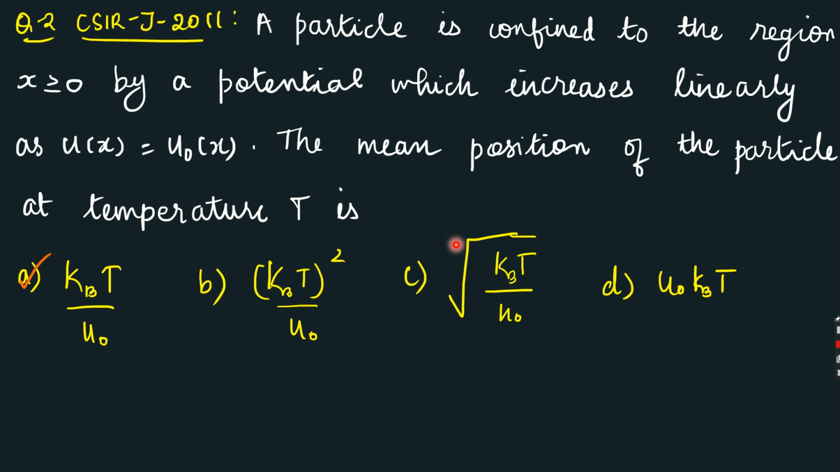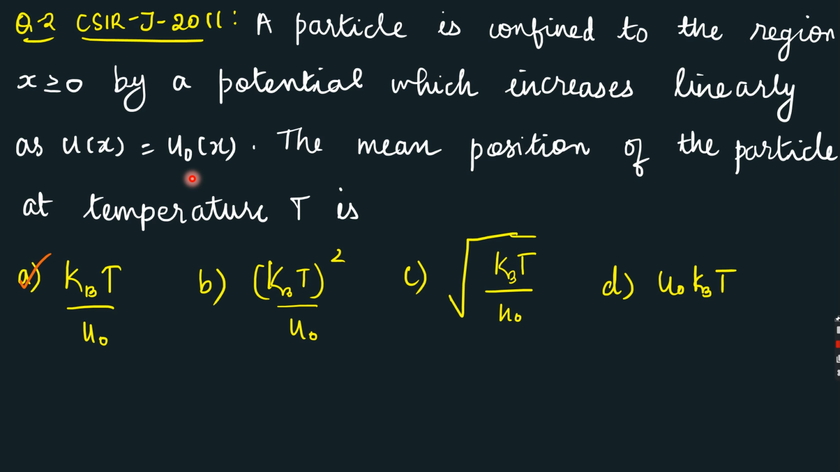Okay, so let us see the second question, which is again from June 2011. A particle is confined to the region x greater than or equal to 0 by a potential which increases linearly. The potential is given here as U of x equal to U naught into x. And then the mean position of the particle at temperature T is.